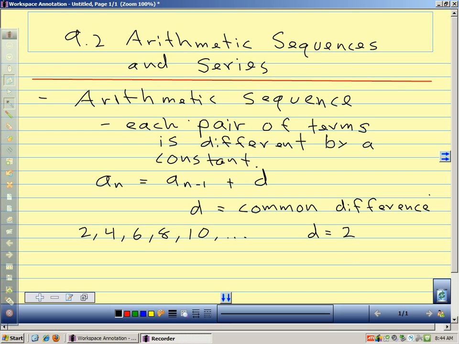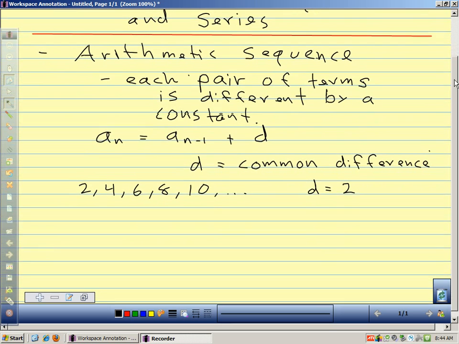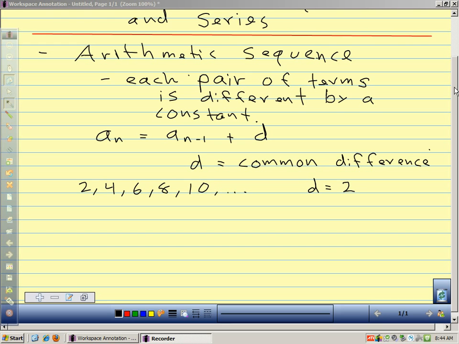So if we're given some arithmetic sequence, to find the common difference, all we have to do is subtract one term from the term before it. So another example, if we had 5, 8, 11, 14, and we know this is an arithmetic sequence, we can find the difference by subtracting any two terms. So here our difference is just 3. Each term differs by 3.